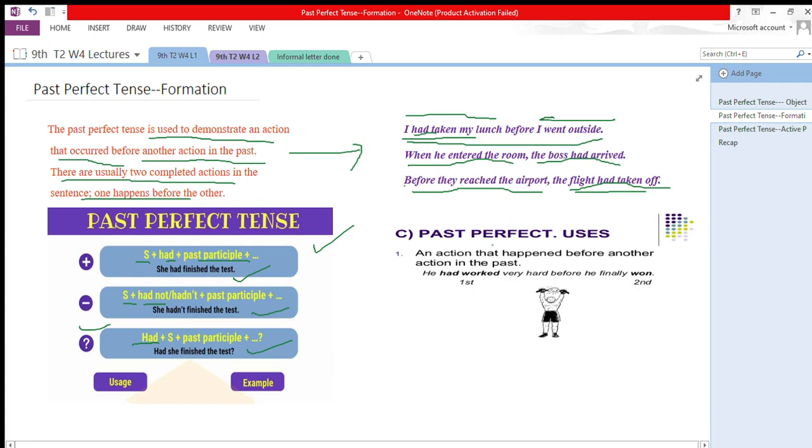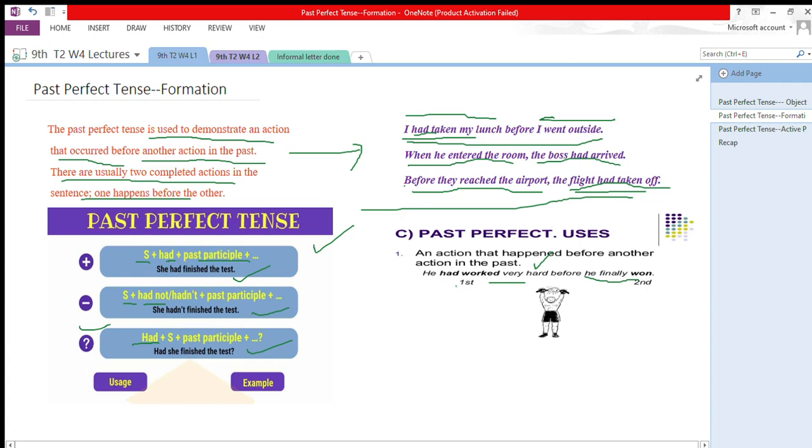Now, past perfect use. We use this tense when we are talking about an action that happened before another action in the past, and I have already given you the explanation. Here is another example. He had worked very hard before he finally won.